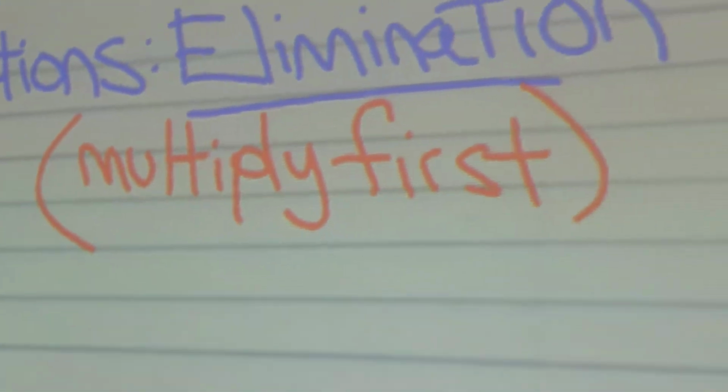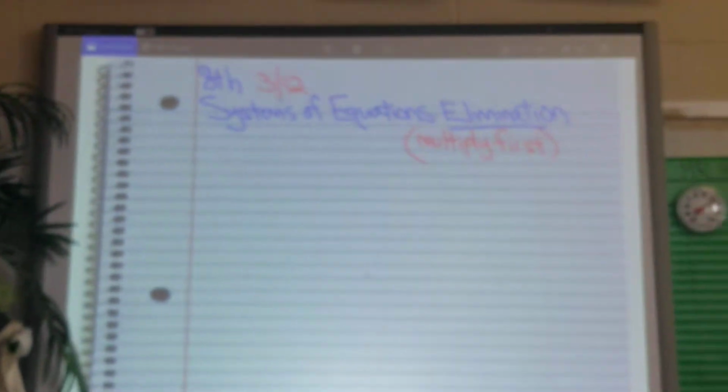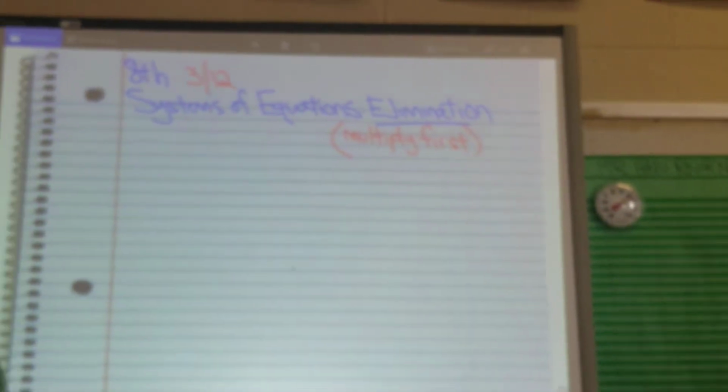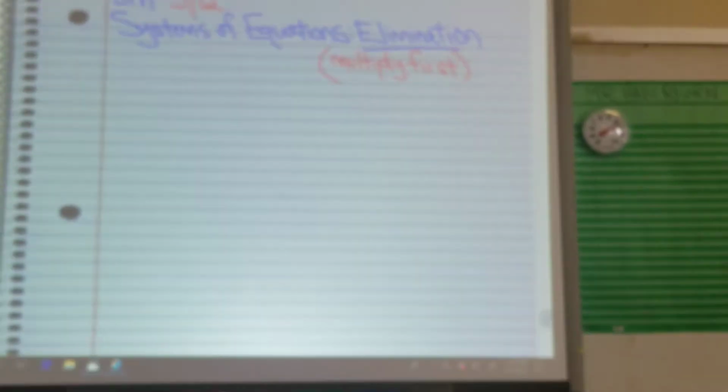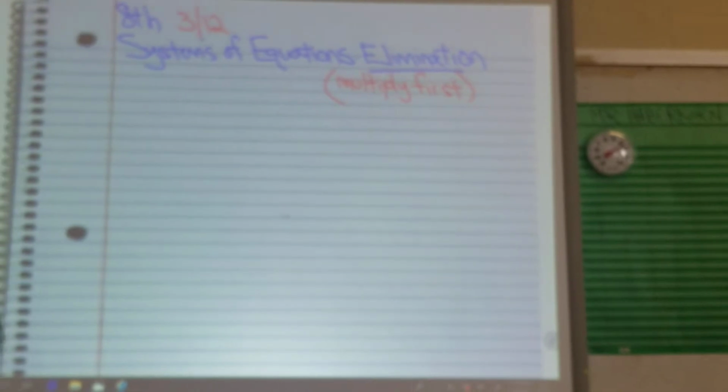All right, so today we're going to continue with systems of equations, doing elimination. But what happens if they don't eliminate? What do we do? Well, we're going to learn that we might have to multiply first sometimes. Sometimes they won't eliminate. Things just don't go away like we need them to. So we have to force them to by using our amazing math and algebra skills, okay?